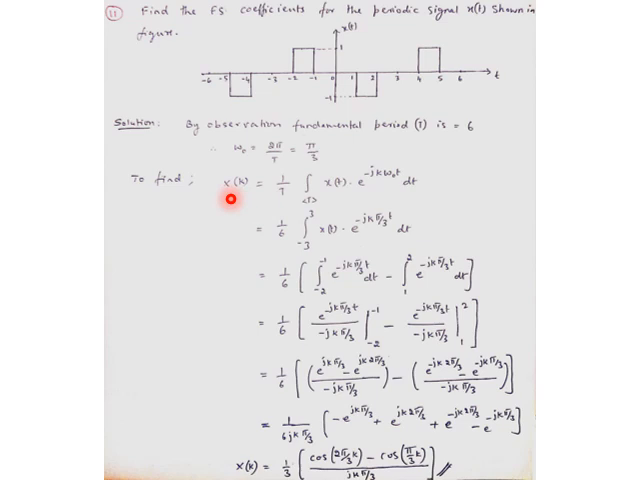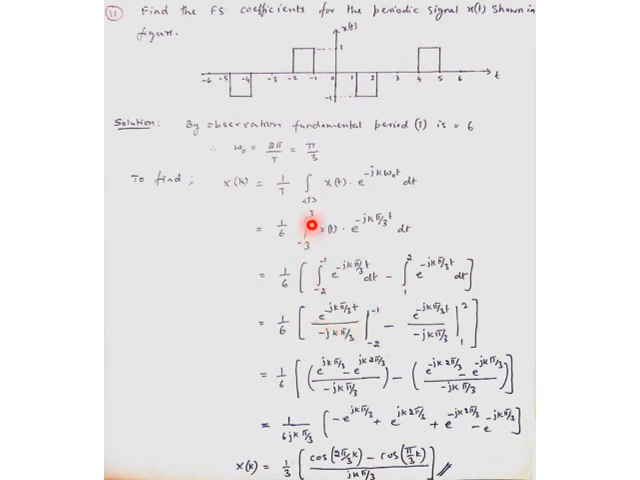So I have the equation X[k] is equal to 1 by T integration over one fundamental period x(t) into e to the power minus jk omega naught t into dt. So substituting T equal to 6, 1 by 6, the integration limits I have taken. This can also be taken as minus 3 to 3; I mentioned earlier it is minus 2 to 4. If I start from here, I just need to end up here because one shift I have considered. So minus 3 to 3 you can also take, no problem, no issues.